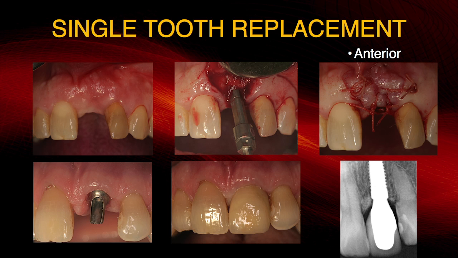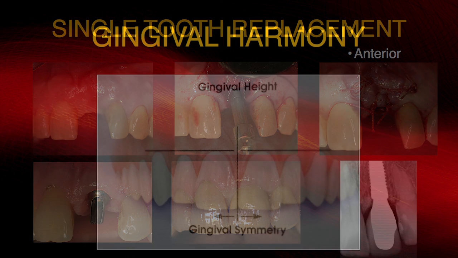Then after it heals, we can do an implant level transfer, and then you see the custom abutment. This is titanium, and then a ceramic Bruxer crown, and then you can see the follow-up x-ray. Now this area was previously grafted, and you can see some of the residual graft material. You can see it's supporting the papilla very nicely.